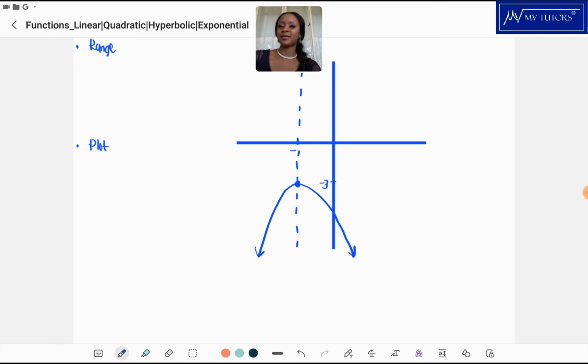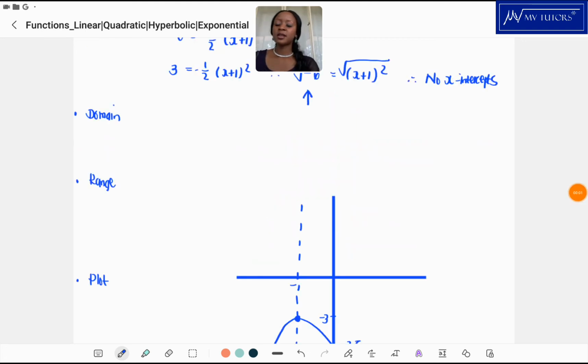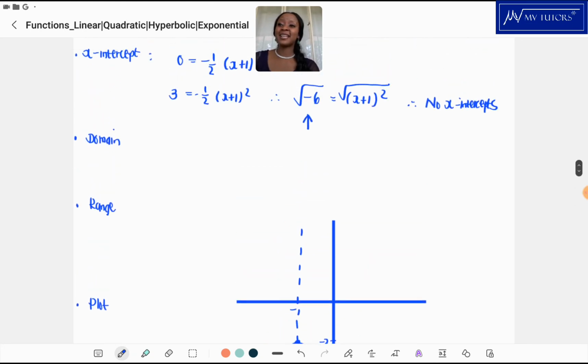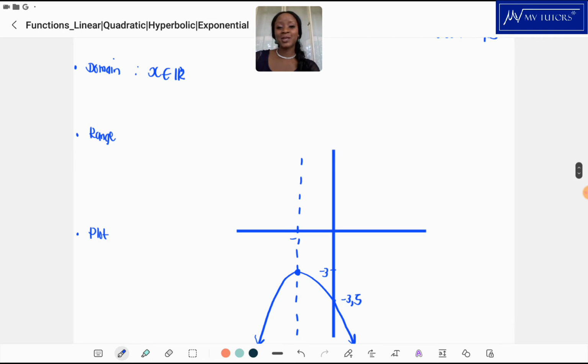I'm coming now. Alright, so there's our y-intercept, -3.5. And we can see that it won't have any x-intercepts because there's no way it's going to touch it. So that's basically the plot. After sketching this graph, we can see that our domain is x is an element of R, because it goes from -infinity to +infinity. Our range is restricted by the turning point. So it starts from -infinity because it's a sad face parabola, and it ends at the y value -3.